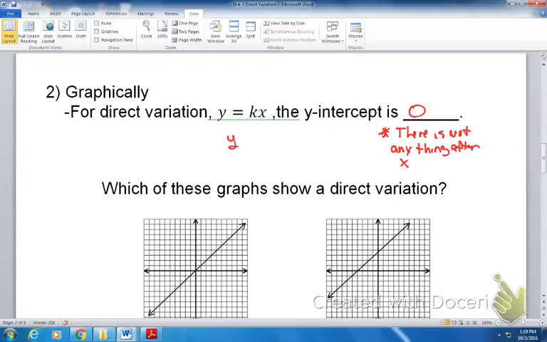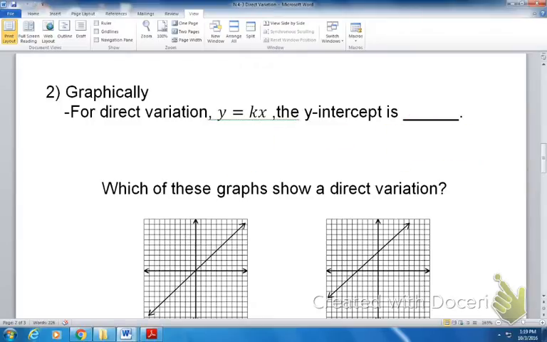So, for example, if I had y equals 2x, that's good. Y equals 1/2 x is also good. But if I said y equals 2x minus 1, I do not have direct variation anymore, okay? So when you're doing these, you want to look first for a 0 for the y-intercept, and second, that it has nothing after the x value.